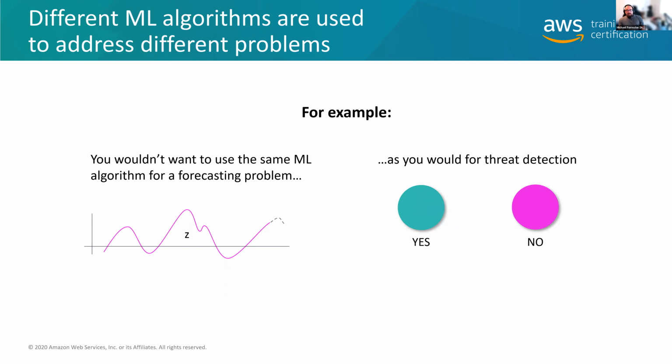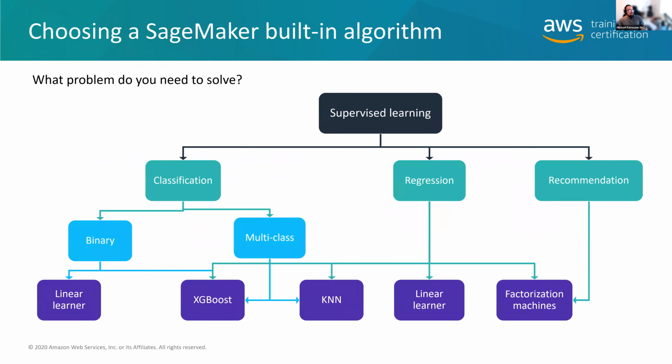Now, obviously different algorithms are optimized for different things, right? So something that you would use for forecasting wouldn't be the same as you would use for binary classification. So the question is, what problem do you need to solve, right? For example, in general, because a lot of the algorithms actually have multiple purposes or multiple uses, and have tons of different flavors and objectives that you can set them to.